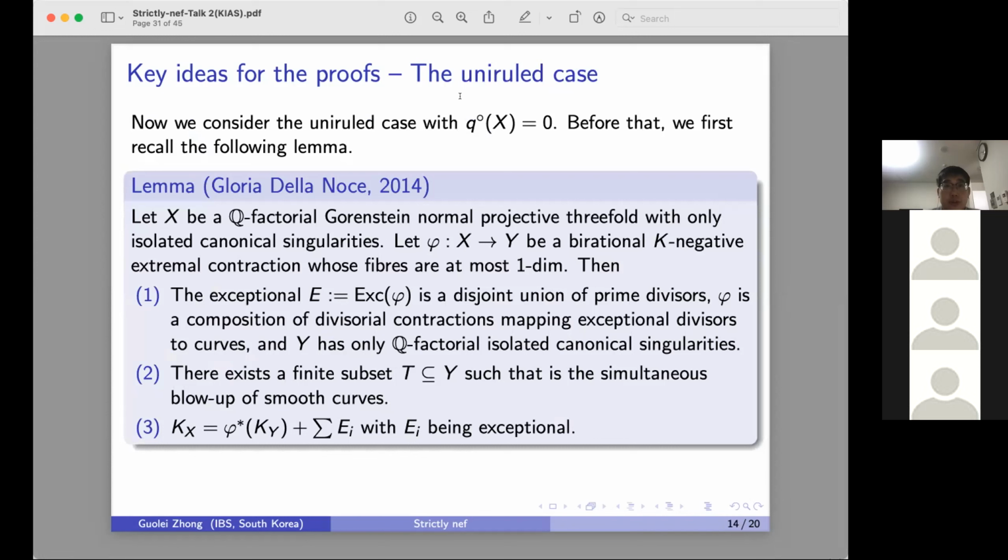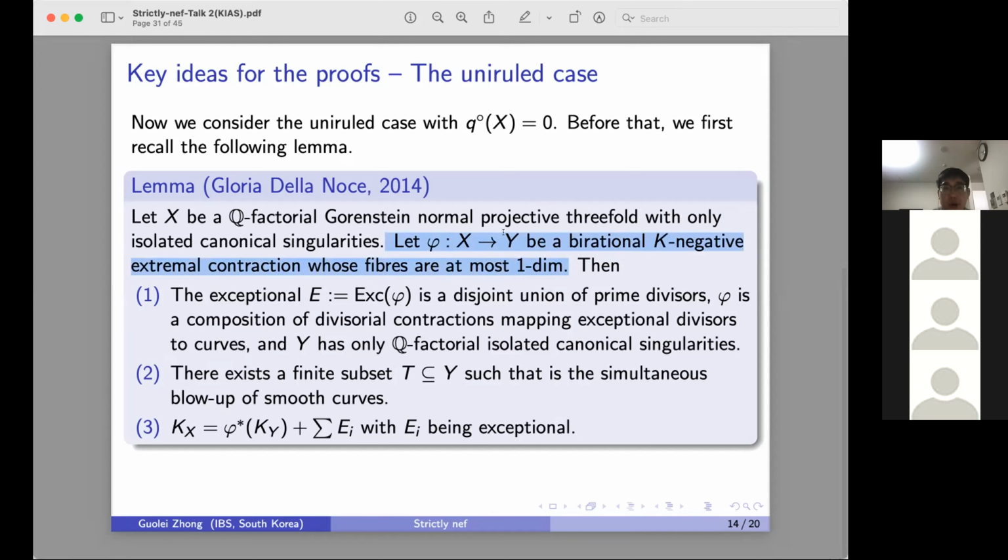So finally, we reduce to the uniruled case. Okay, so we consider the uniruled case with augmented irregularity vanishing. Before that, we first record the following lemma. This lemma just tells us that when this X has Gorenstein isolated canonical singularities, it does not have any flipping contractions, any small contractions when we run the minimal model program. So you can just observe the condition: if there is a birational K-negative extremal contraction whose fibers are at most one-dimensional. Note that here we don't require it to be an elementary contraction. In other words, this Picard number ρ_X can be equal to ρ_Y plus 2 or plus 3. Yeah, we don't require this to be an elementary contraction.